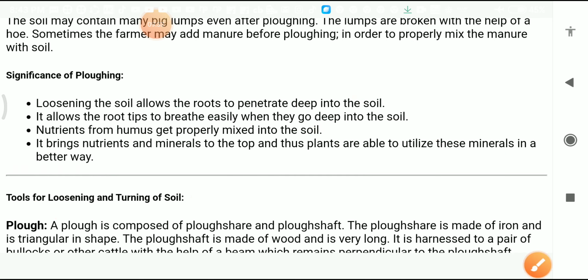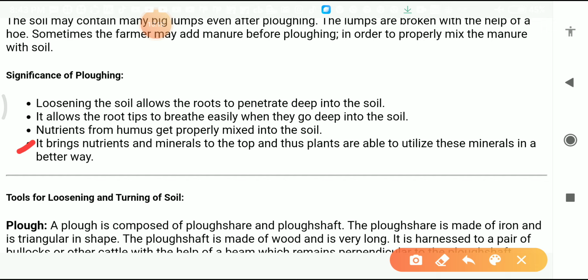Fourth point is it brings nutrients and minerals to the top, and thus plants are able to utilize these minerals in a better way. If the soil is loose, and when we use manures in the soil, the manure is easily mixed in, and with the help of the roots, plants can receive these nutrients and minerals, and they go to the top of the plant, and in this way the plant can grow better.